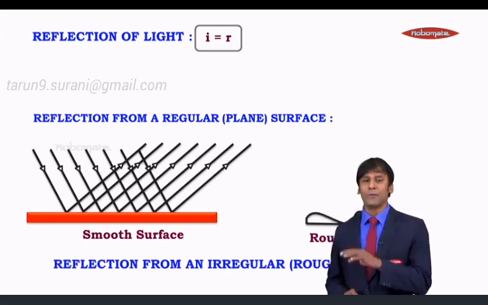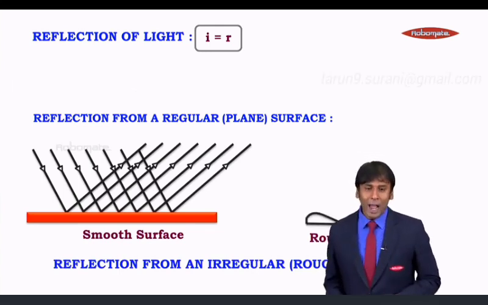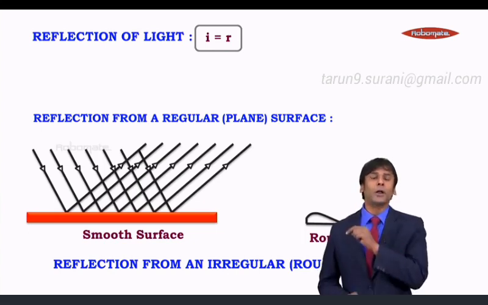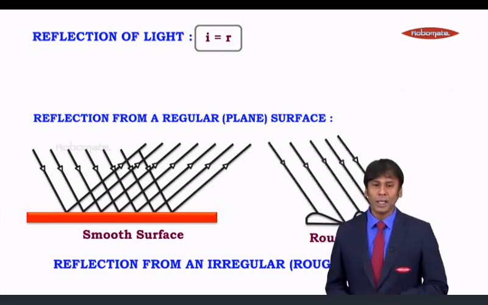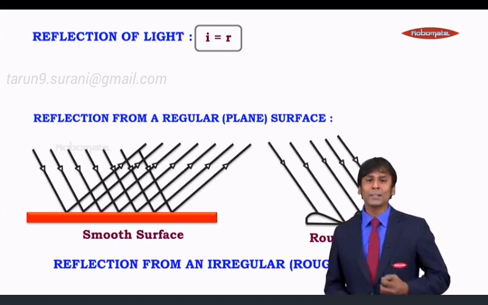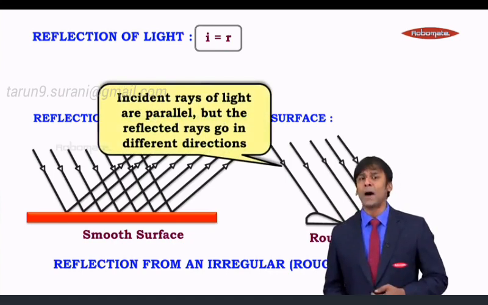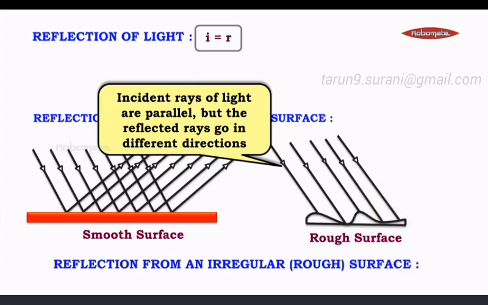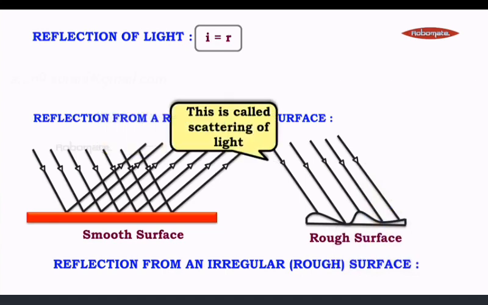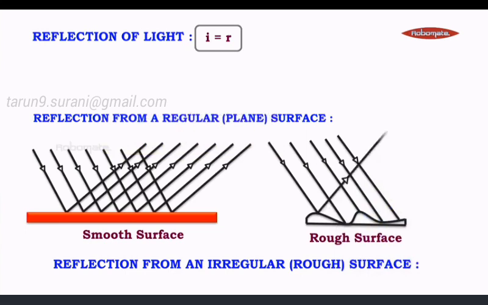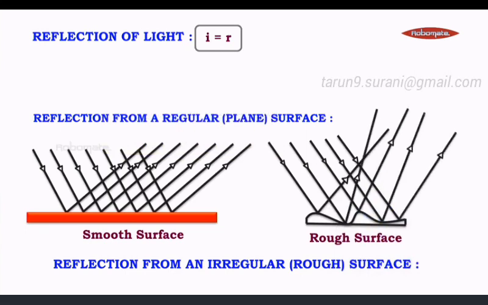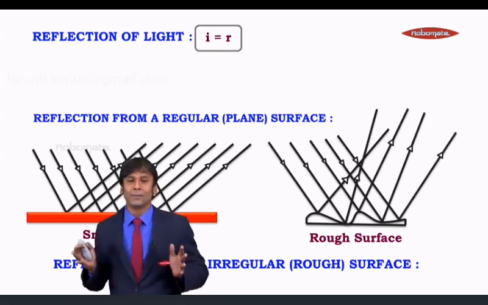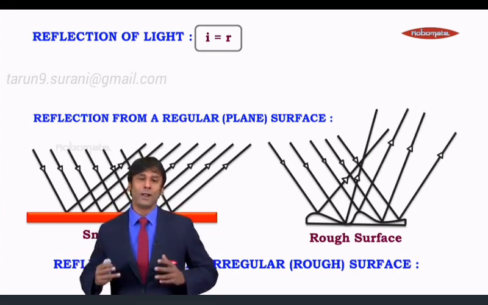Now here I have an irregular surface. What happens in the case of an irregular rough surface? In this particular case, when rays of light are incident, the rays which are incident are parallel to each other, but the reflected rays go in different directions. So here you can see the rays which are getting reflected are going in different directions, and as these rays are going in different directions, we can say they are getting scattered, and this is called scattering of light.